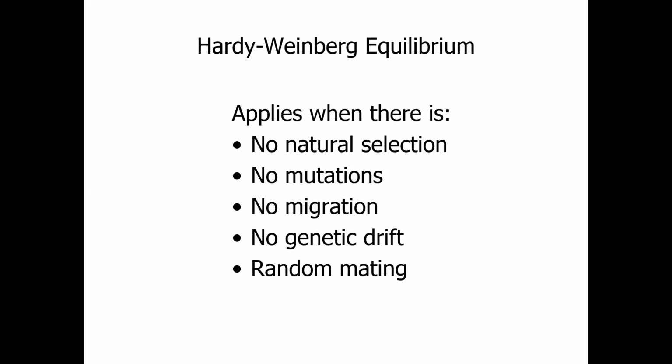Ultimately, however, this is not very indicative of a real population. Of course, there's going to be mutations. Of course, individuals are going to leave and come into the population. There will be genetic drift. We do have natural disasters that occur from time to time. Random mating is not necessarily how individuals reproduce. Again, we have things like sexual selection and female choice that impact who mates with who.